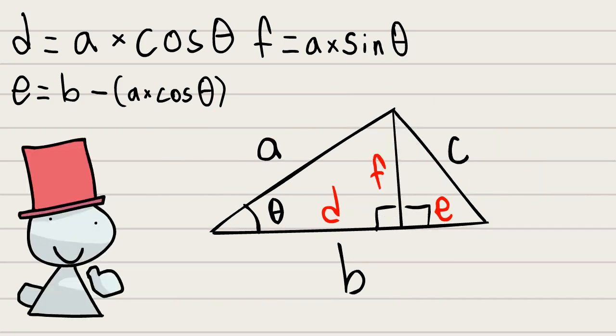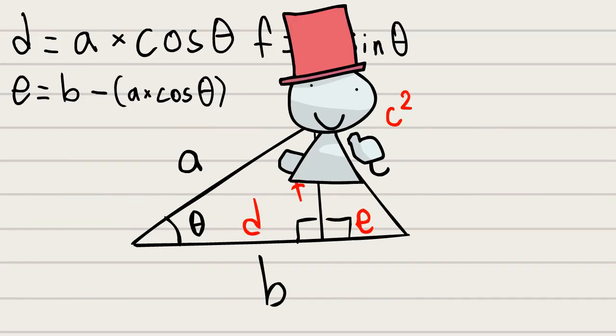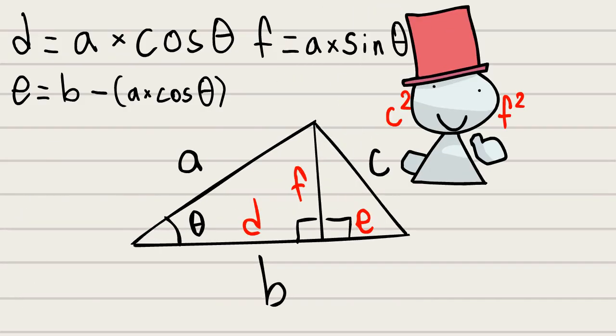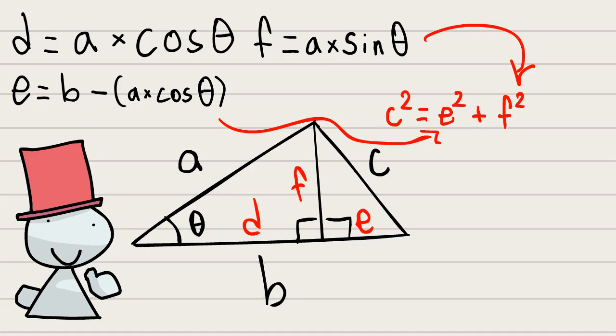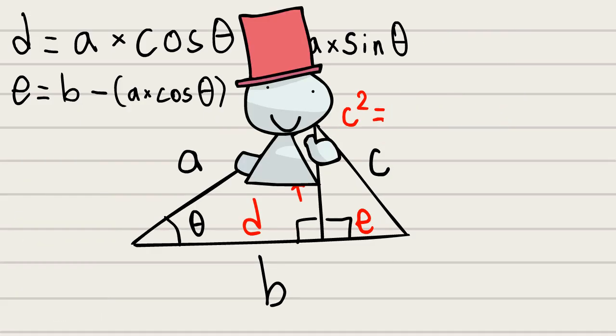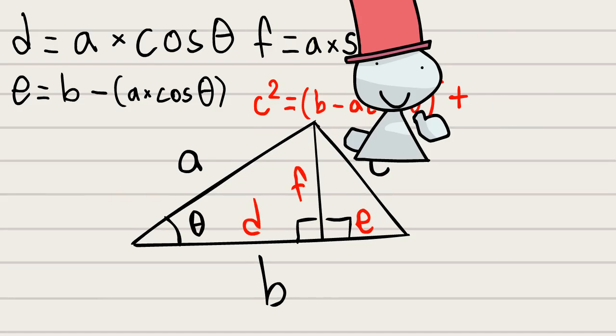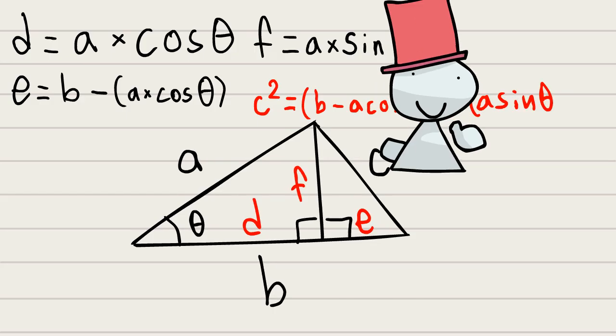We know that in this case, that's going to mean that C squared is equal to E squared plus F squared. And if we just fill in those variables with what we just solved for, we get the full equation: C squared equals (B minus A times cosine of theta) squared plus (A times sine of theta) squared.